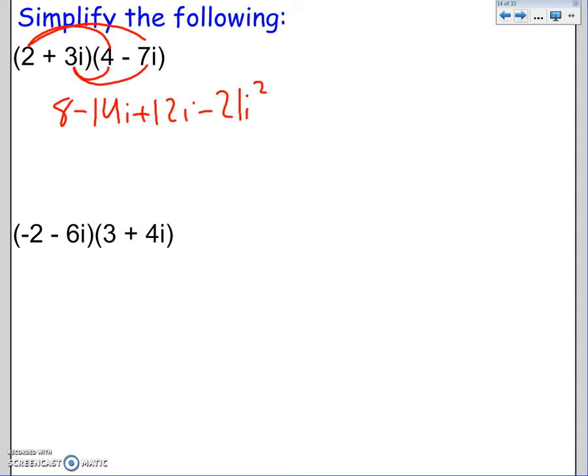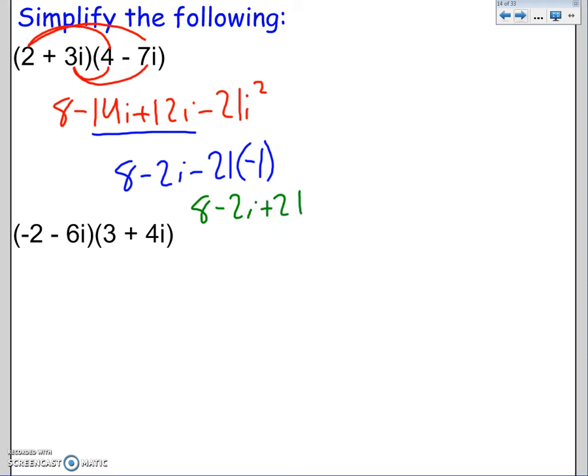Combine like terms if you can, meaning the i's combine. So that's 8 minus 2i minus 21i squared. I squared is negative 1. Fix that. That last number is really negative 21 times negative 1, which is positive 21. So combine the 8 and the 21 for our final answer of 29 minus 2i. Real part first, imaginary part second.